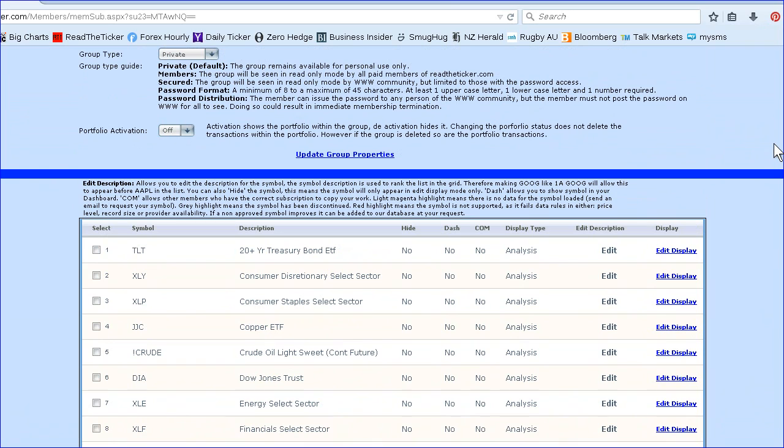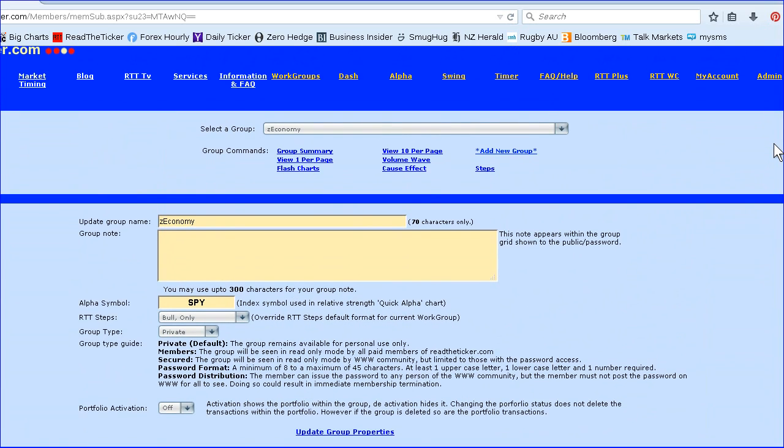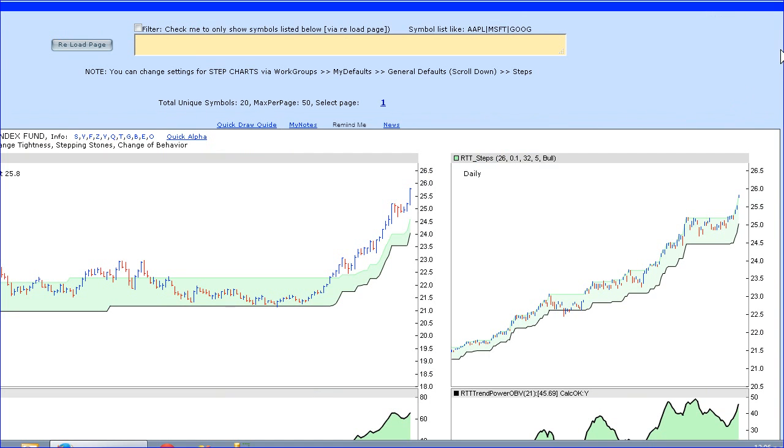I'm looking for a Wyckoff pattern of accumulation that can be represented by a base or a stepping stone, and I want to see stuff that is strong with relative strength. I want to be able to do it quickly. Right, so what we do, we would select the steps button. The steps button activates the page load of up to 50 charts per page of your symbols within a group.